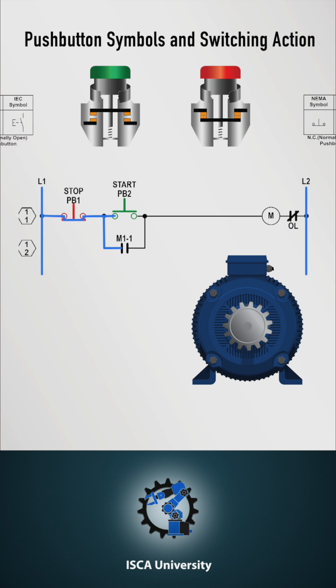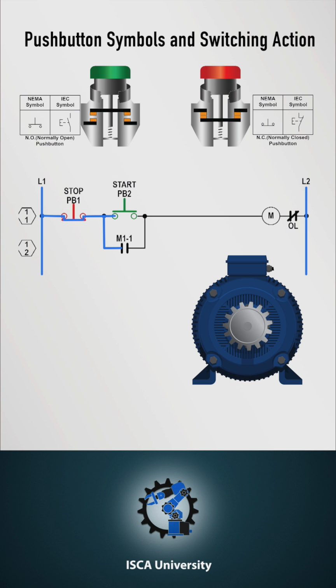A push button is a control device used to manually open or close a set of contacts to perform an action on a machine or process. The abbreviations associated with push buttons are NC and NO, which are normally closed and normally open.